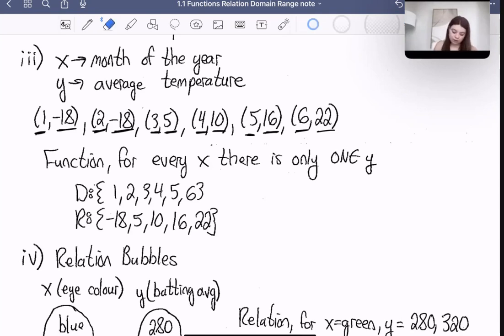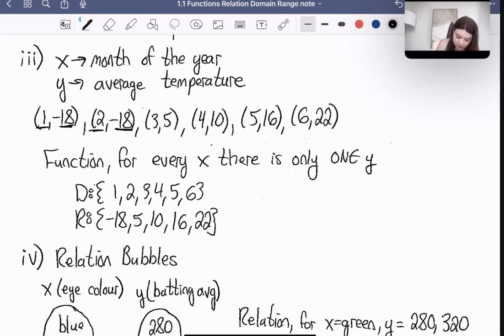Now I will point out that there are two y values that are the same, right? January and February both have an average temperature of minus 18, but that's not the question that we need to ask ourselves in order to find out if it's a relation or function. We need to know, is it possible for the same month of year, for the same x value, are there two separate y values? Not, are there two separate x values for the same y value?